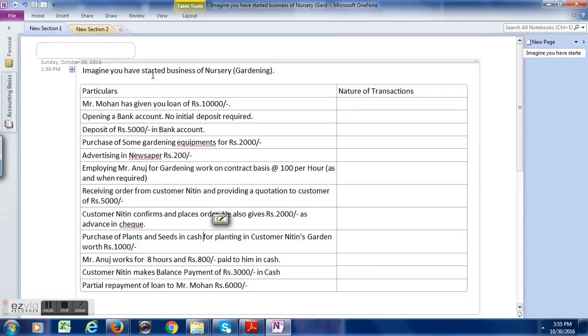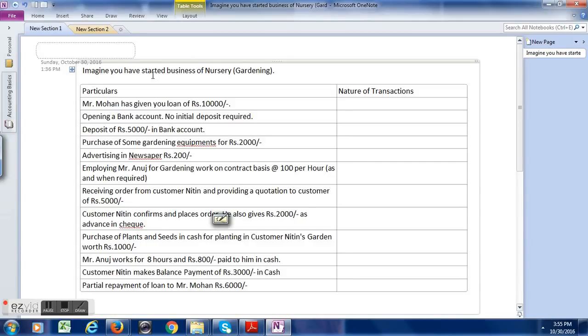and he also gives you 2,000 as advance. Then you purchase some plants and seeds for your gardening work, and that costs you around 1,000 rupees. Then your friend Mr. Anuj works for 8 hours, and accordingly you pay him 800, that is 8 into 100 rupees. Then customer Nitin makes a balance payment of 3,000. Then you make a partial repayment of the loan you had taken from Mr. Mohan, rupees 6,000.